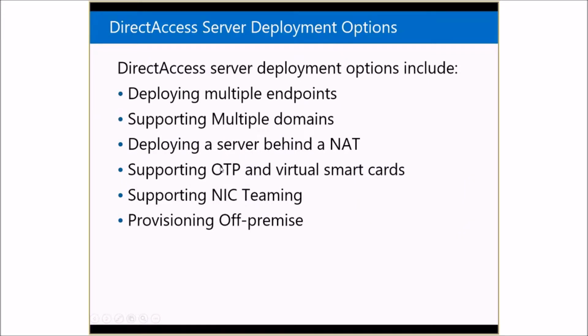DirectAccess server deployments include deploying multiple endpoints, supporting multiple domains, deploying a server behind a NAT, supporting OTP and virtual smart cards, and supporting NIC teaming and provisioning off premises. NIC teaming, as the name suggests, is where you have multiple network cards teamed together to provide high bandwidth and load balancing, as well as redundancy.